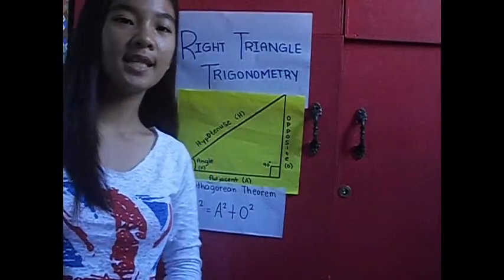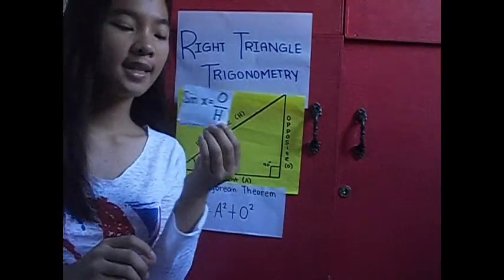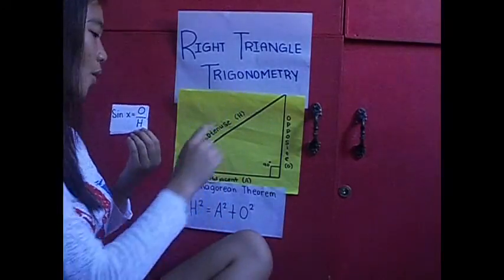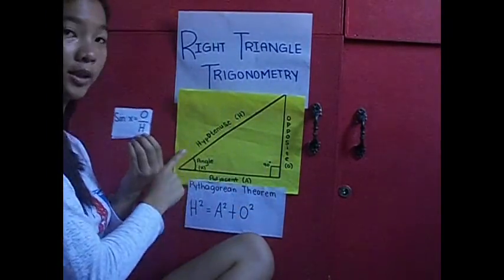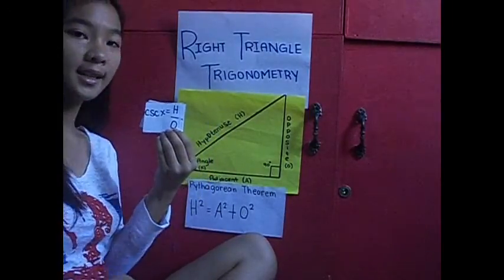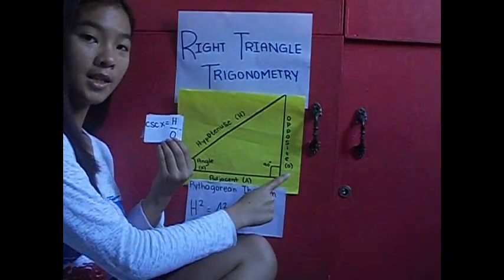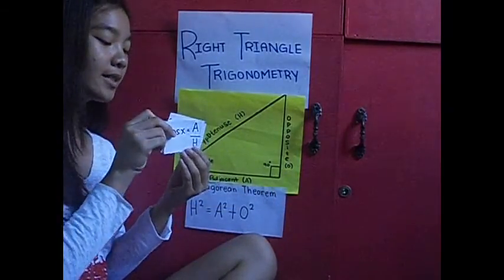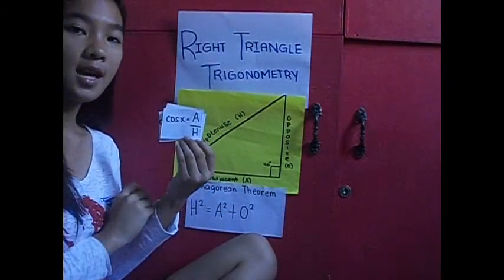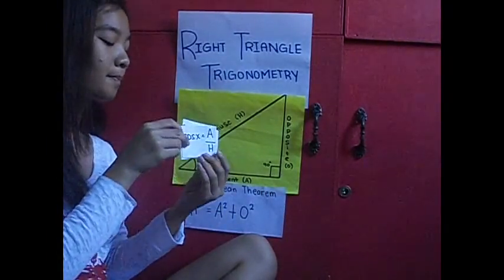I have here the six trigonometric functions. The first one is sine x equals opposite over the hypotenuse. The second is cosecant x equals hypotenuse over the opposite. The third is cosine x equals adjacent over the hypotenuse.